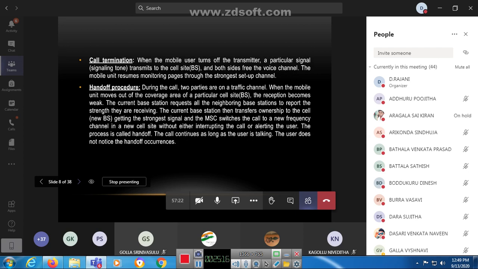Call termination means while we are using the mobile, it will be turned off, or the outside call being received is turned off or put on hold. Immediately the call will be terminated to the forwarded call, diverted call or waiting call. If it is busy, waiting call. If it is forwarded, forwarded call. If it is diverted, diverted call. Likewise it will be terminated in different ways.